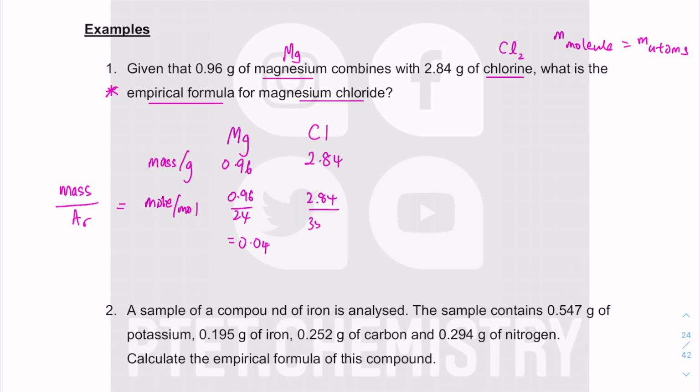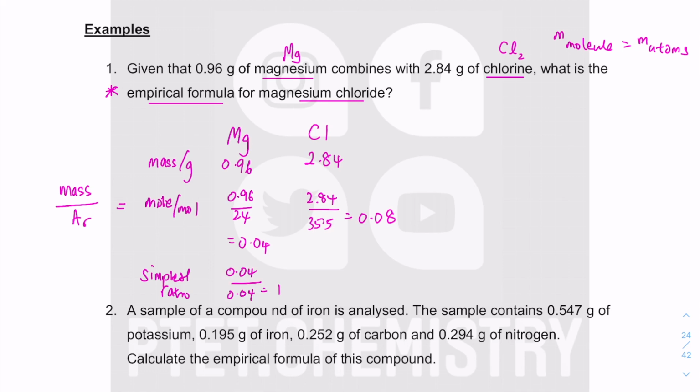2.84 over 35.5. Because it's the ratio, the simplest whole number ratio of the atoms, I have to use relative atomic mass, never the relative molecular mass. Okay, so I get 0.08, and I then do my simplest whole number ratio. So for the simplest ratio, the smaller number is going to be 0.04, so I divide by the smaller number.